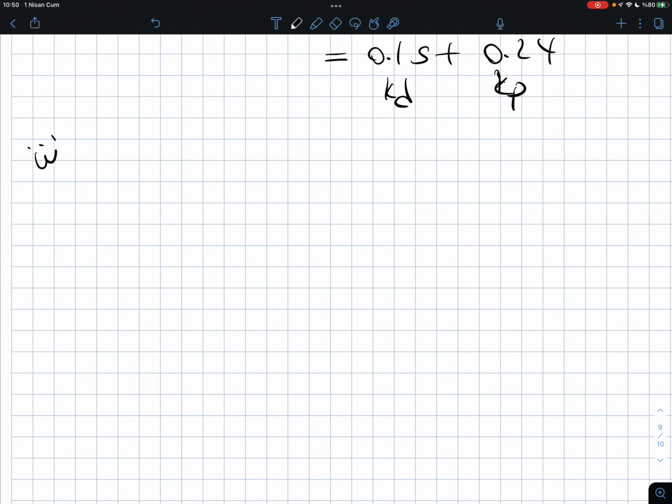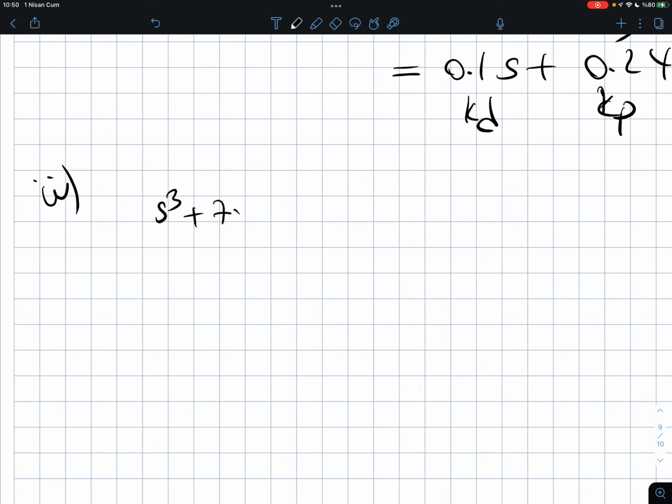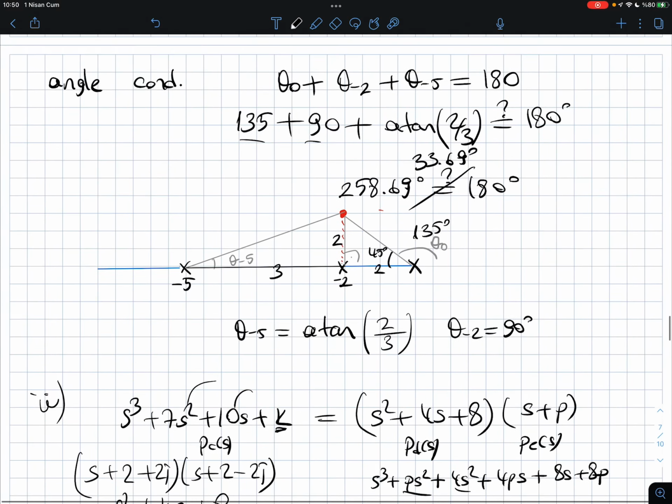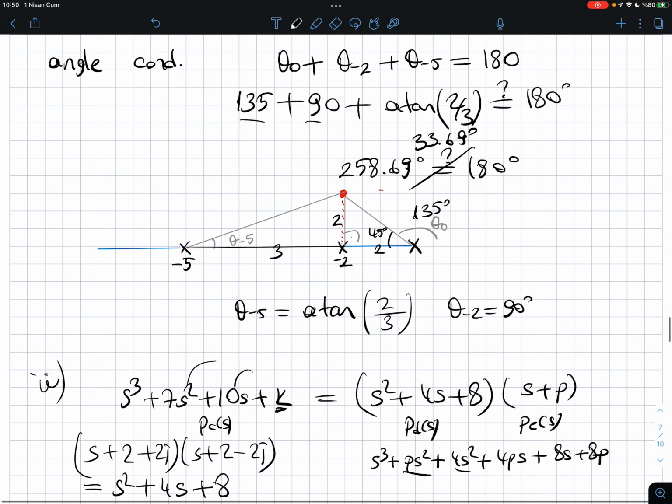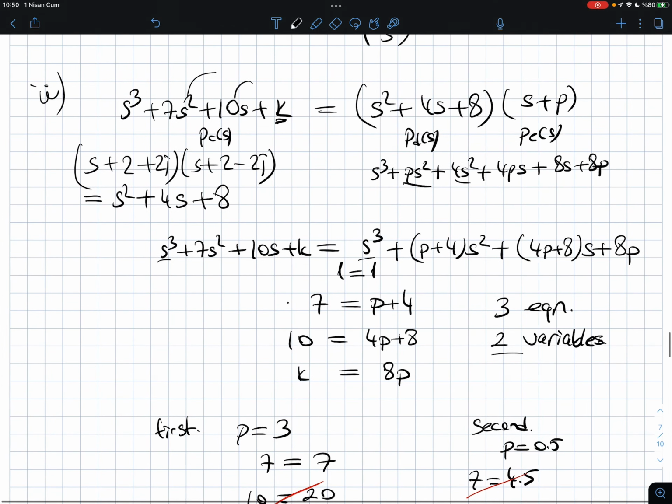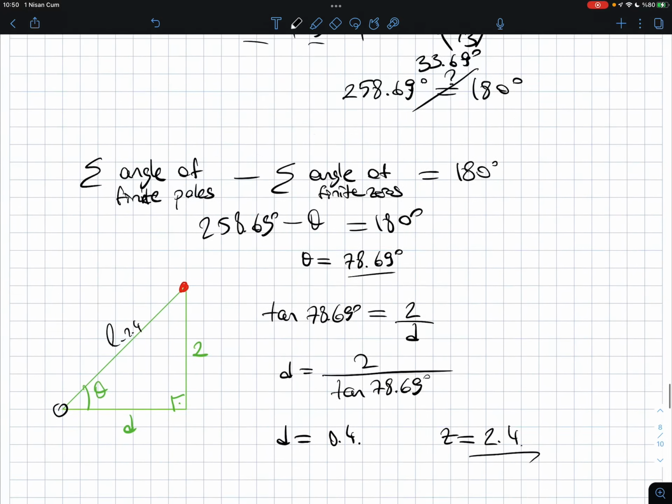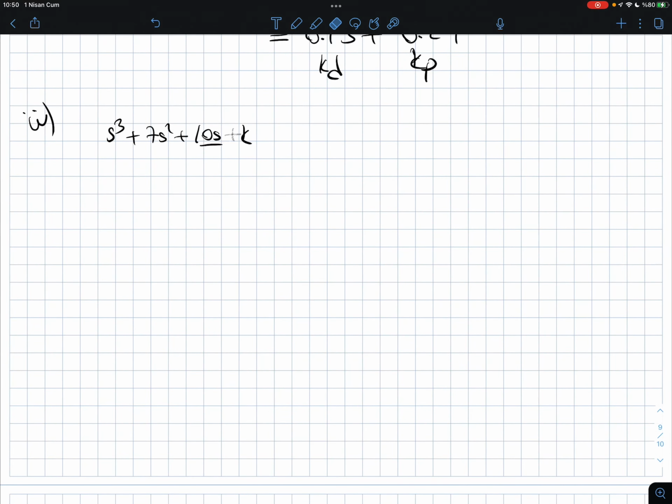It might be a bit harder to see using the algebraic method in order to come up with a controller that suits you, but we know that we have s cubed plus 7s squared plus 10s plus k. Now at this point, we have to have an effect on the s term, because previously we've seen that here, if we, for example, choose 7 equals p plus 4, then we have to affect this 10s term here. So we have to update our controller that will give us the desired effect.